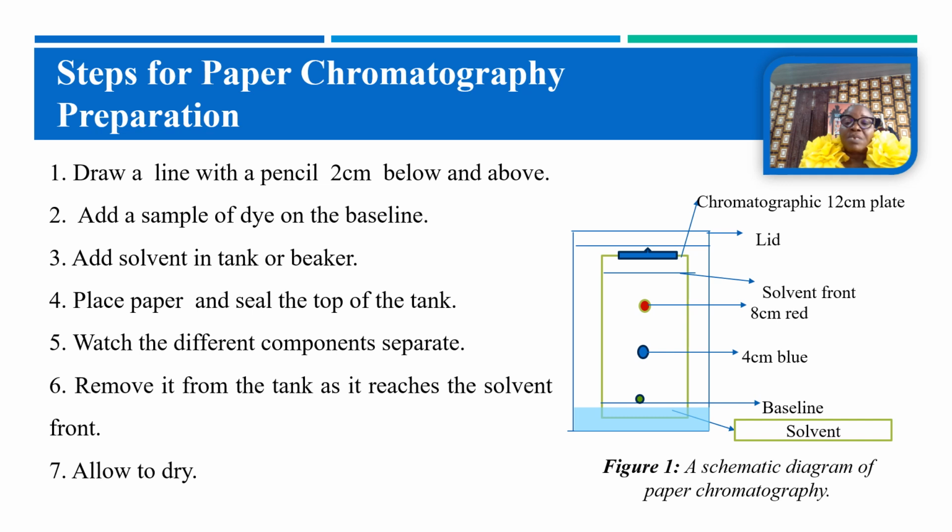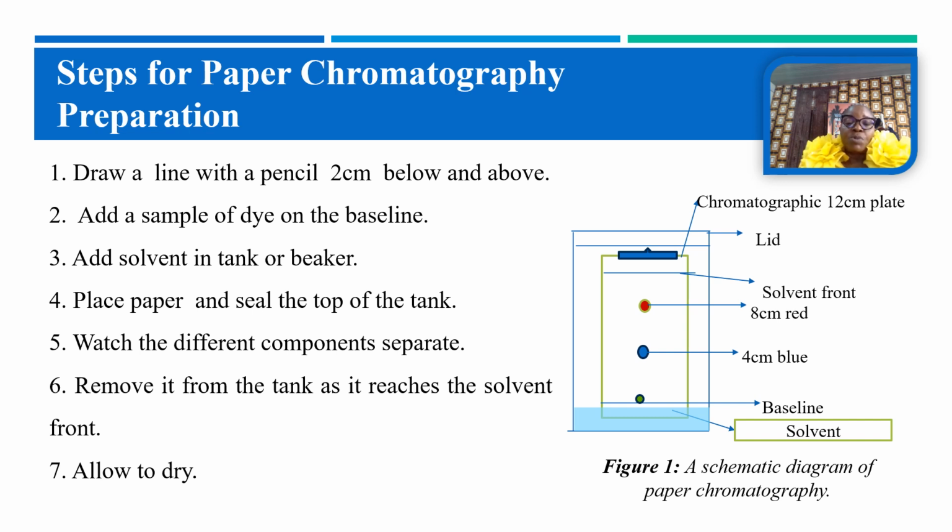The second step is to add a sample of dye or whatever pigment you want to separate on the paper. And then the third step is you add solvent in the tank or beaker. Make sure that as you add the solvent, the baseline on the paper will not be covered. Just as you are seeing in figure 1, the solvent level is below the baseline. You place the paper and see the top of the paper. You cover that paper so that the solvent will not evaporate.